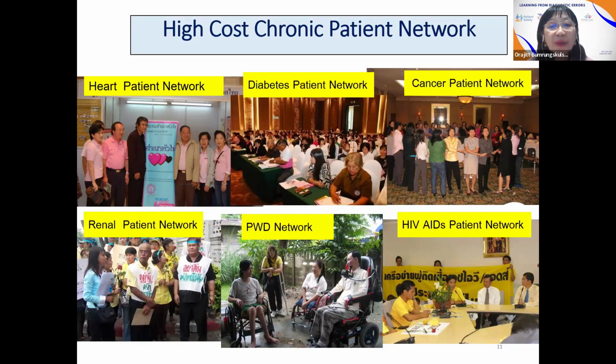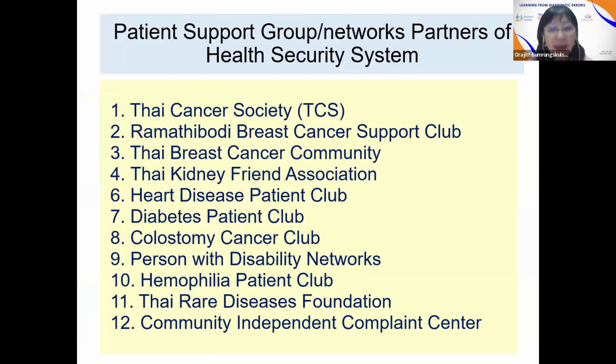Yeah, this is the renal, the kidney patient group. They go to the Government House to fight for the benefit package in the health security system. Next, please. And this is all of those patient groups that are working together. Next, please.